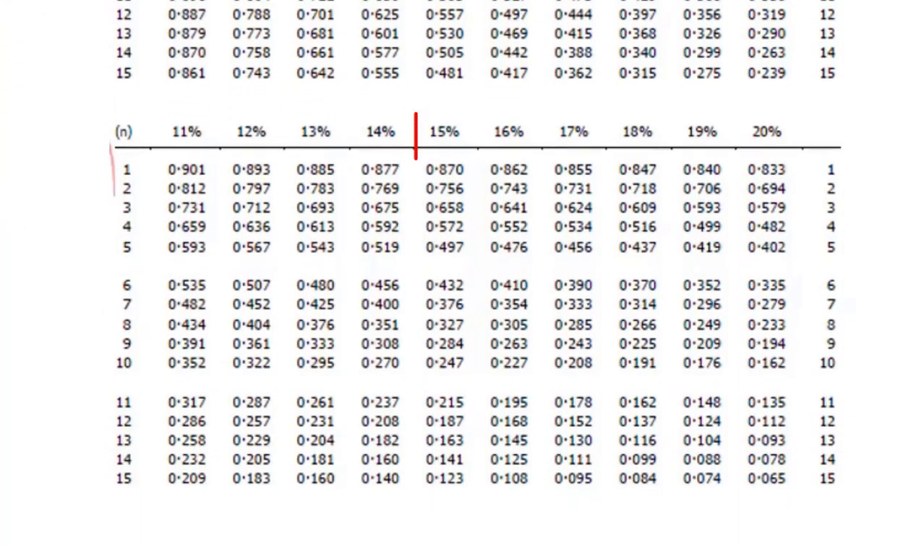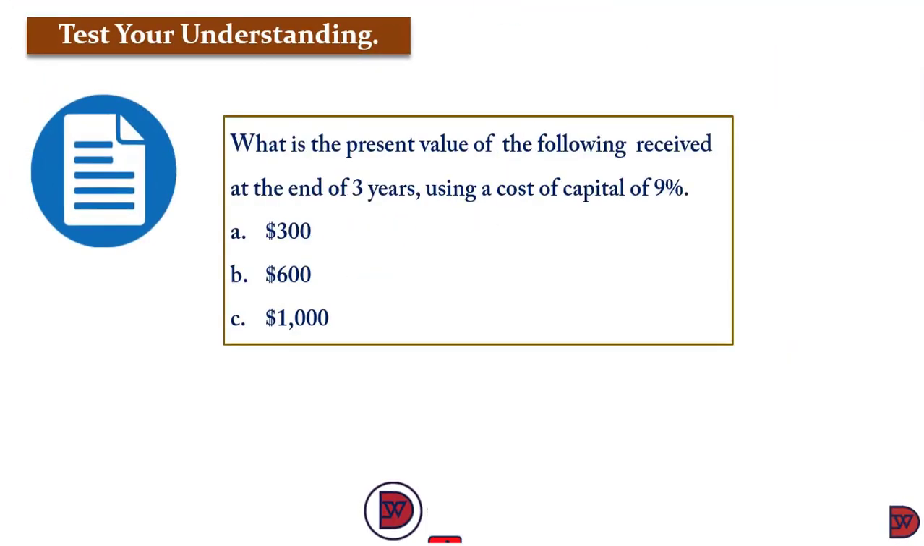An investment of 15% in 3 years' time, the discount rate will be 0.658. Okay, so you can just refer to this table, multiply by the future value, and you get the present value. So when we test our understanding, what is the present value of the following received at the end of 3 years using the cost of capital of 9%?